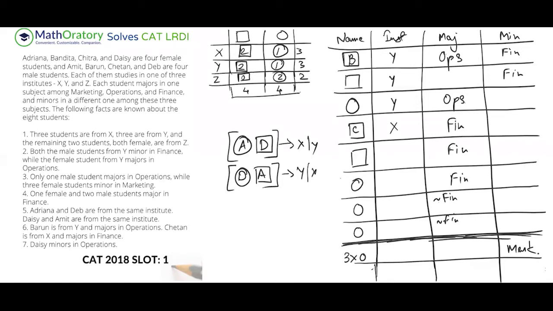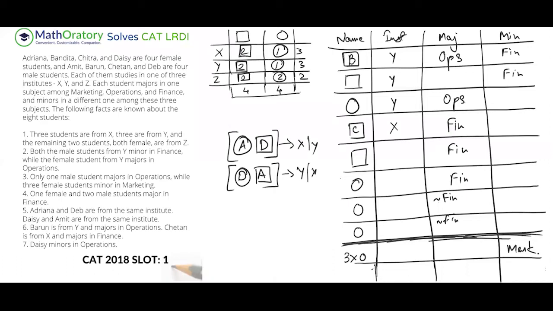And Daisy minors in operations. So Daisy is one of the females. So one of the females is minoring in operations, but I cannot fill in where it goes, right? What I can do is something like this. Check this out. This is important. The female from Y is majoring in operations. So if the female from Y is majoring in operations, that cannot be Daisy, because Daisy cannot major and minor both in operations, right? So this individual cannot be Daisy. So the only ones possible from X and Y are A and D, isn't it? So A and D, this has to be one of them.